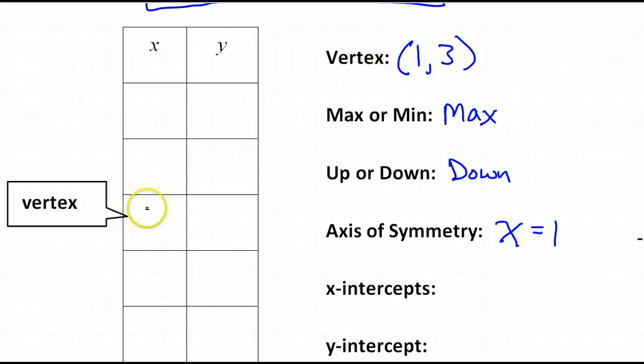Okay, the vertex goes here in the middle. So that's going to be 1, 3. So as I go less, that's going to be 0, -1. As I go greater, that'll be 2 and 3.